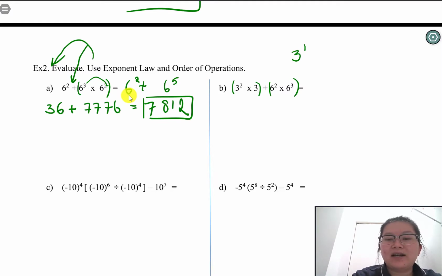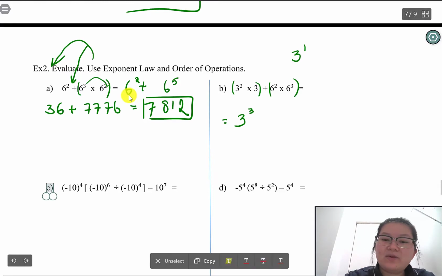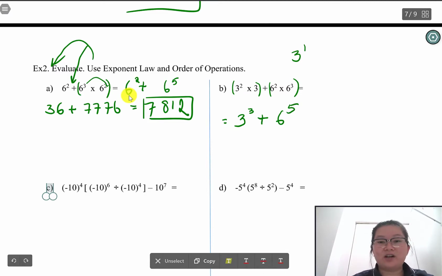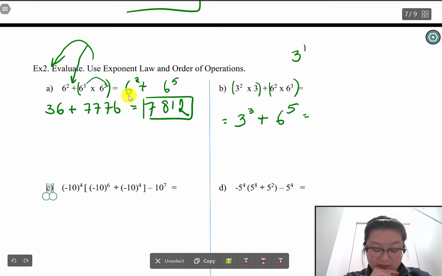I get 3 to the power 2 times 3 to the power 1. This is going to be 3 to the power of 3. And then I'm going to add, this is 6 to the power 2 times 6 to the power 3, and I'm going to add their exponents, so 6 to the power of 2 plus 3 is 5. So that's a first step. Next up, we can write these numbers out after putting them into the calculator.